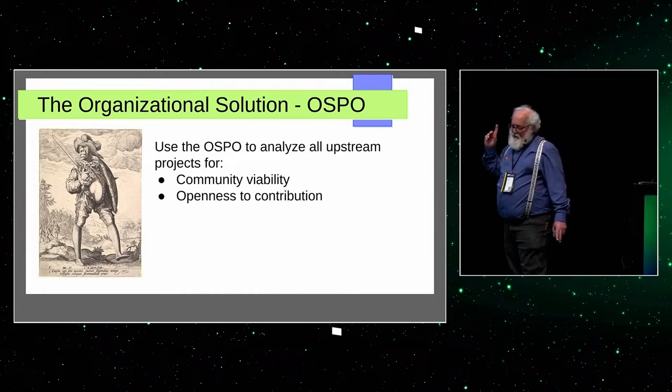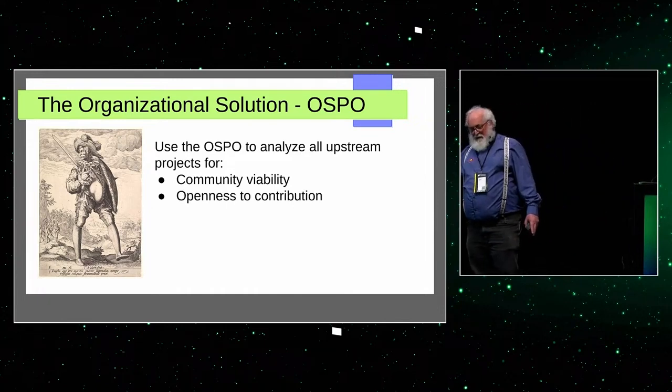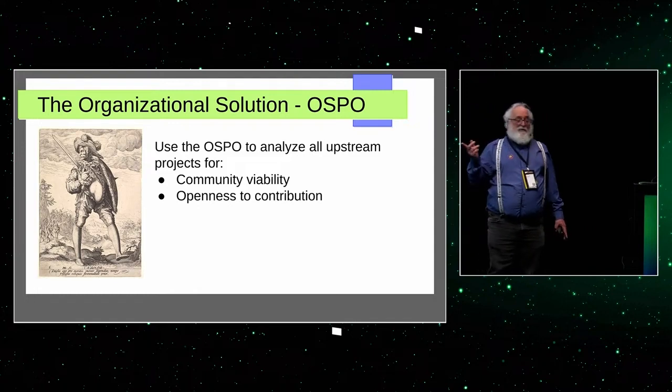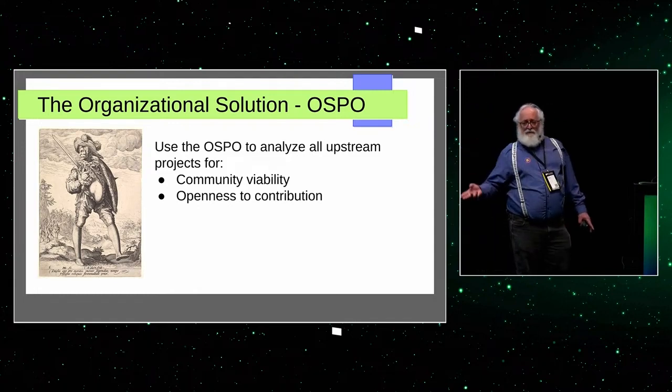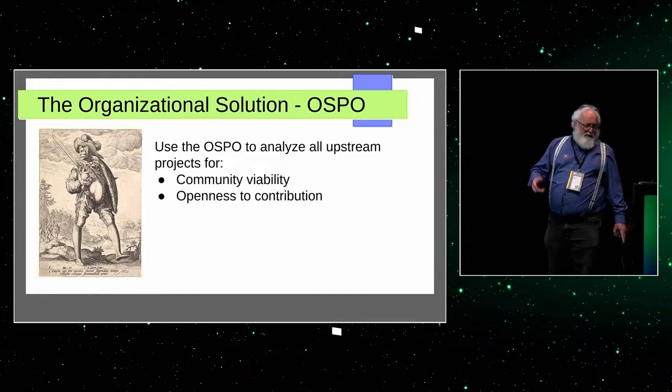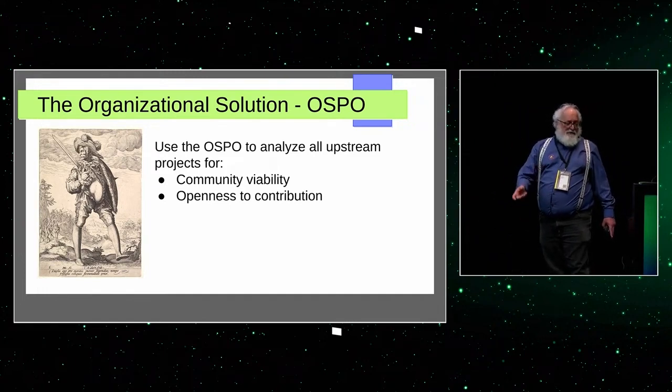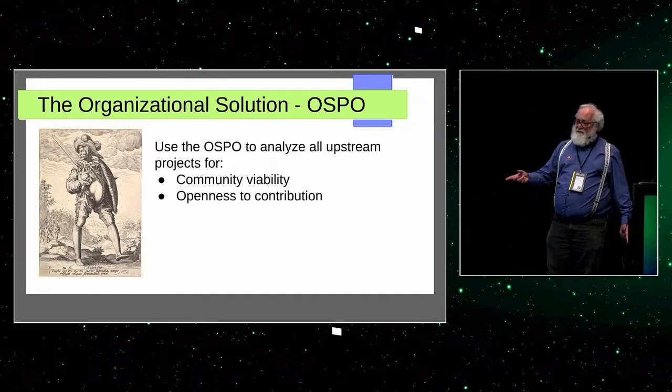You can use the OSPO to analyze the upstream project for its openness to contribution. So how difficult is it to contribute to the upstream project? Is it difficult enough that maybe you should consider replacement of the project with something else if it's available?